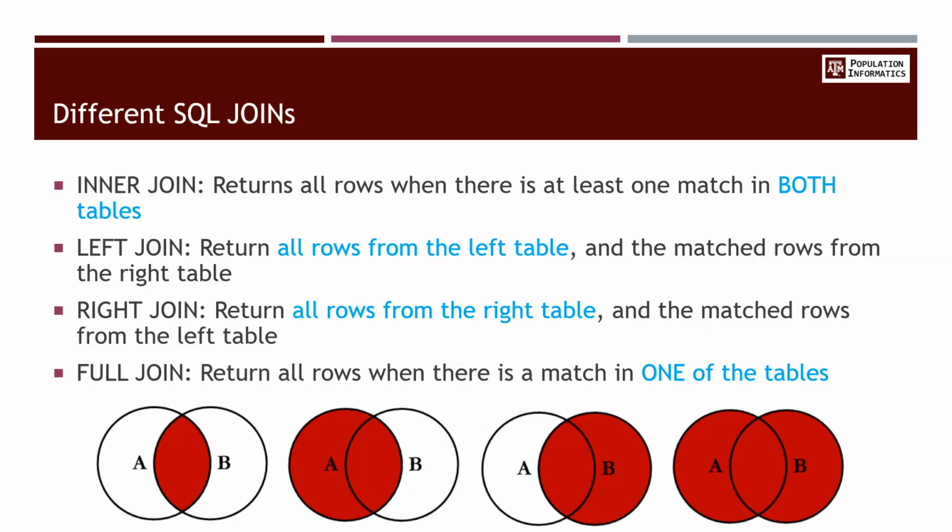There are 4 different ways to join tables depending on what rows are kept in the final output. As seen in the Venn diagrams on the bottom, inner join keeps only the rows in both tables. Left join keeps all rows from the left table, and right join keeps all rows from the right table. Finally, full join will keep all rows that are in either of the tables.